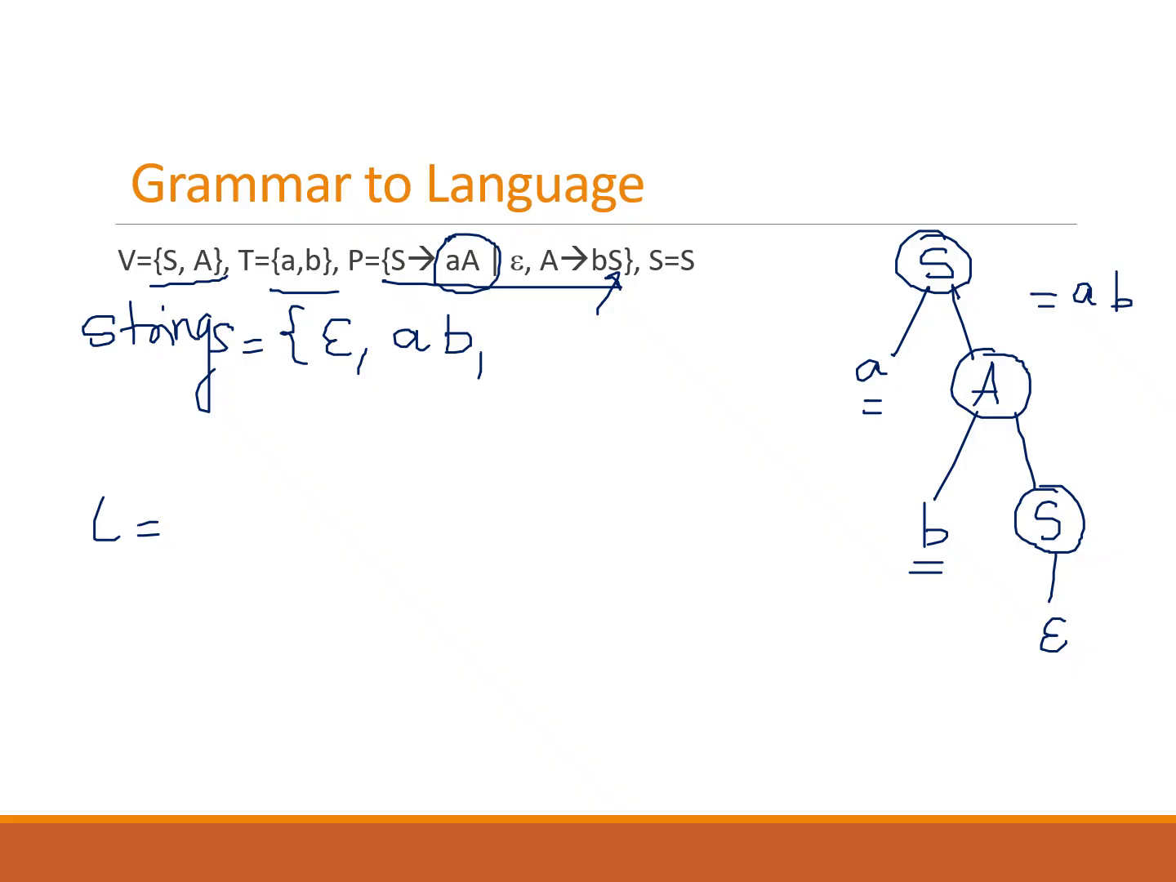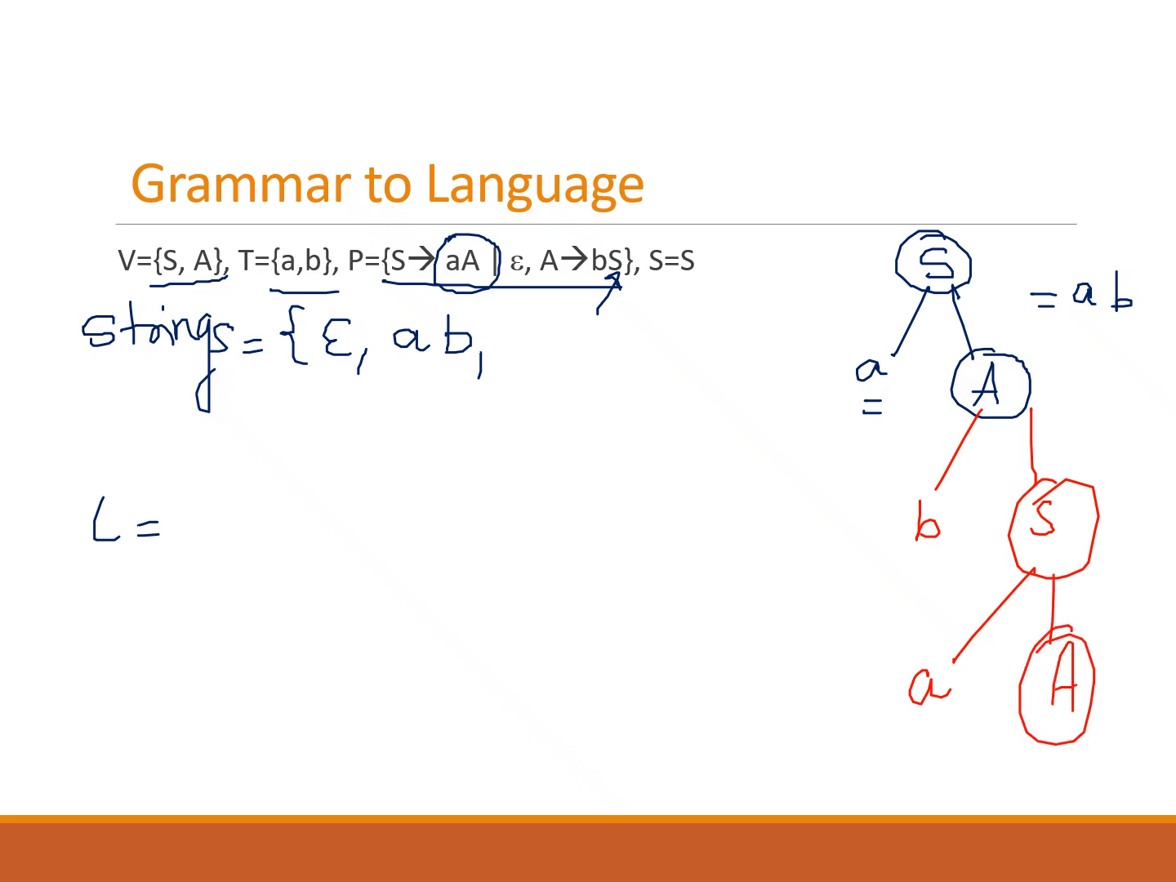Now let us have a look at the next option here. Okay, so this does not have another option. We have another option for S. Now, instead of using epsilon, we again expand it using AA. And then this A can further be expanded with BS, and this S becomes epsilon again. So now the string which is accepted is ABAB.